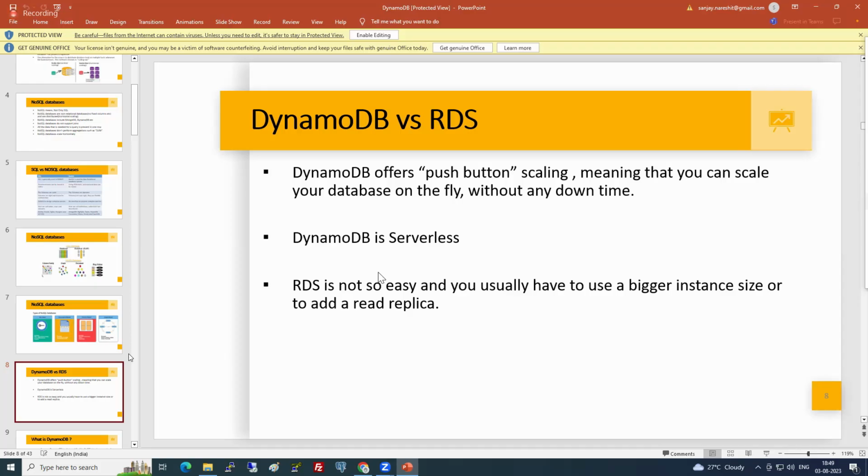But in DynamoDB, push button. Push button meaning if you say, hey DynamoDB, increase, automatically the performance will get increased.